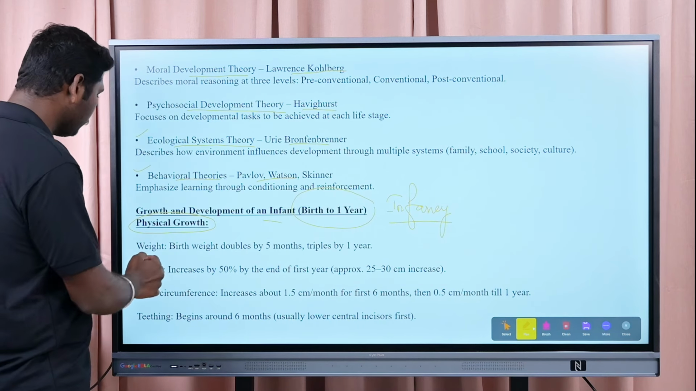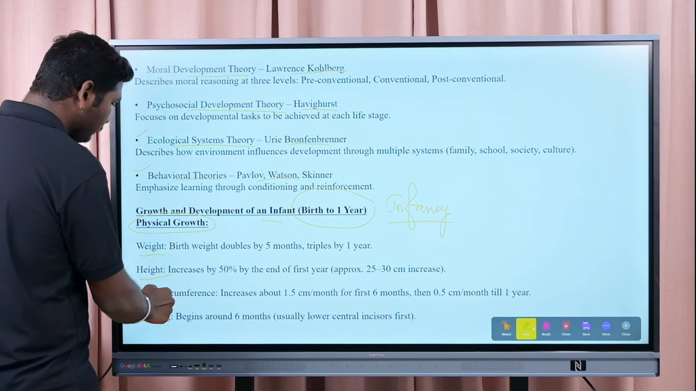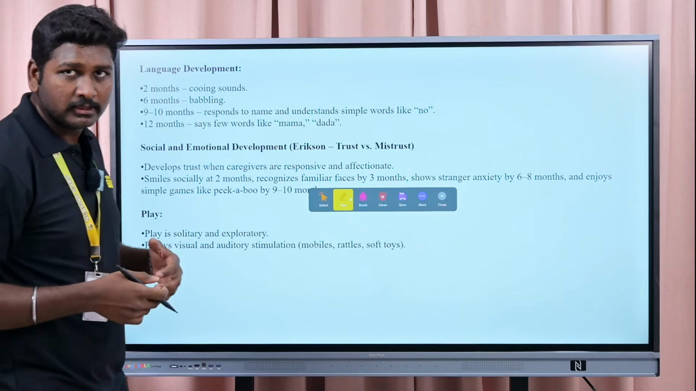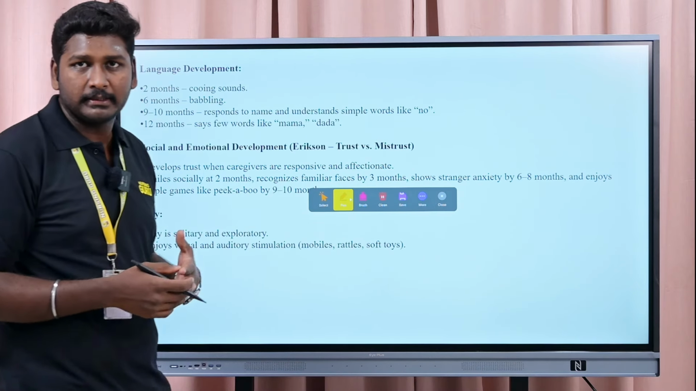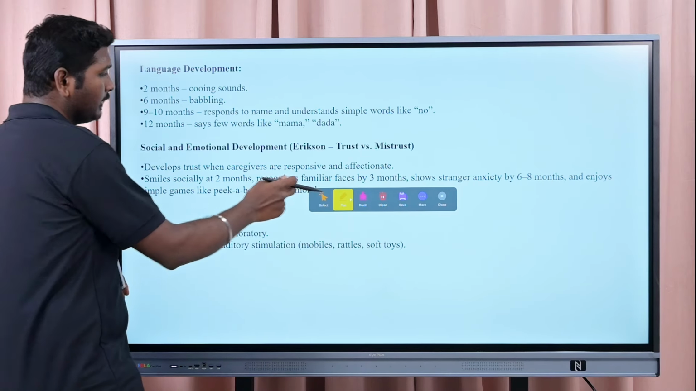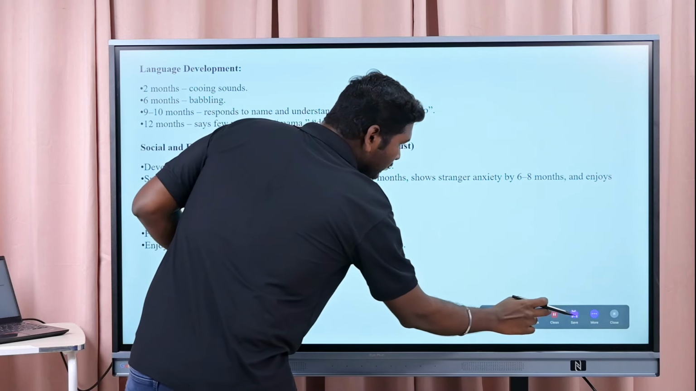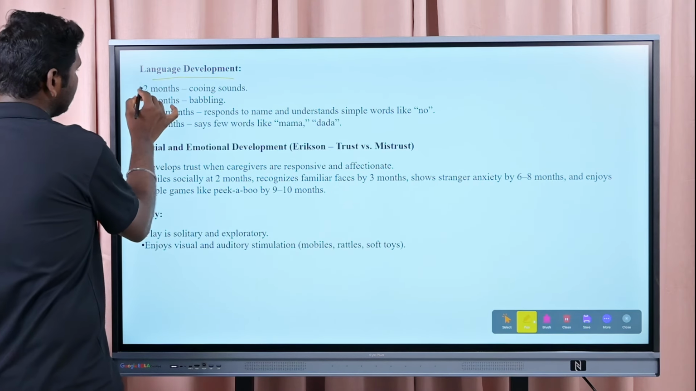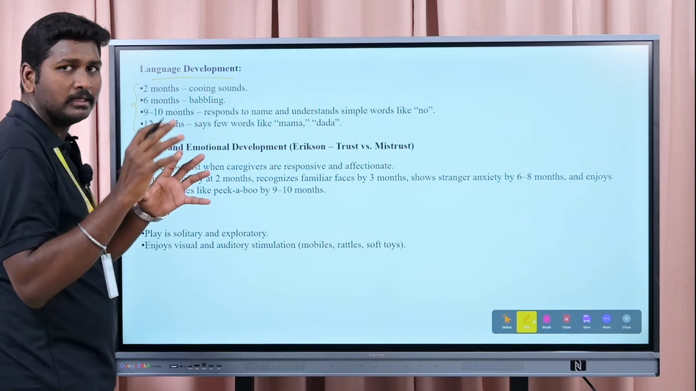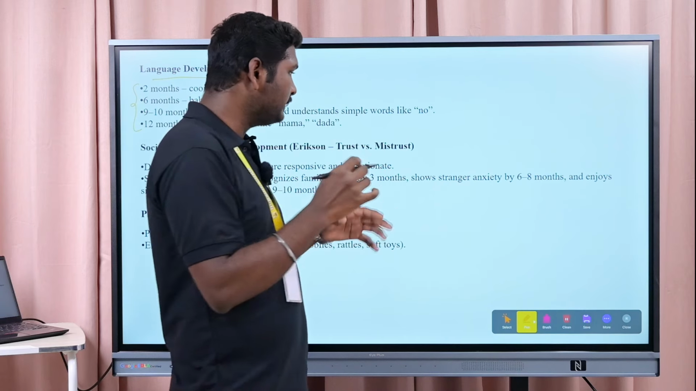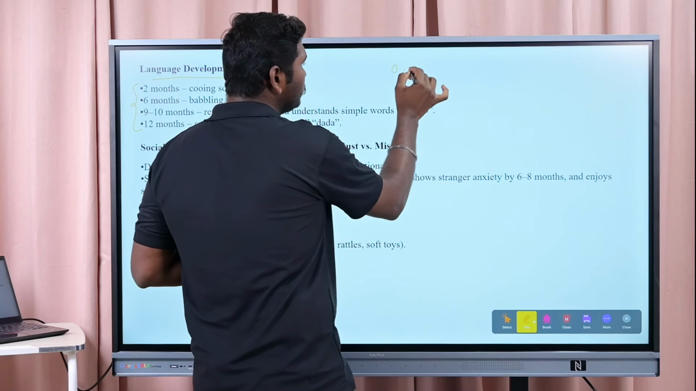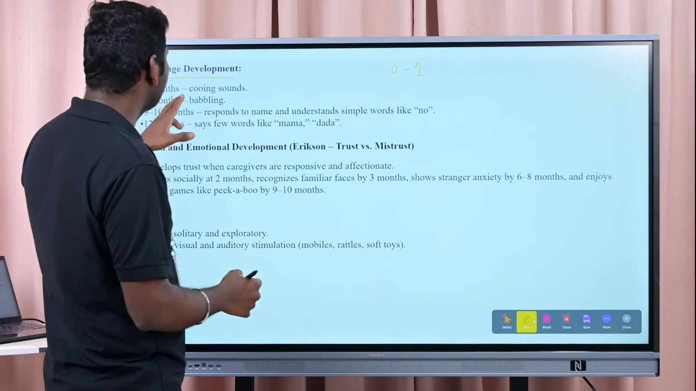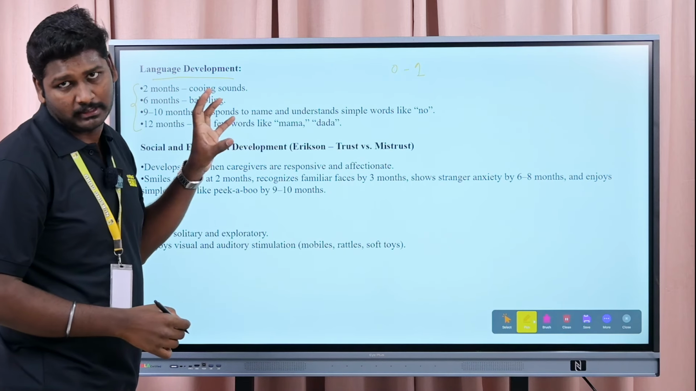So physical growth will be your height, weight, head circumference, chest circumference and teething. Those will be the physical part, that is physical development. And next, coming to the language development, you have to explain always in terms of months. See, always don't go directly with the years. Already it is clearly mentioned, 0 to 1 year, that is the infancy period. So always try to go with the months where you can show some important growth and developments.